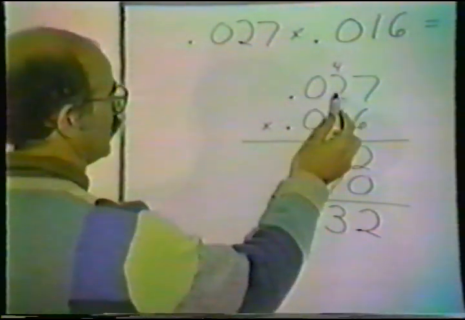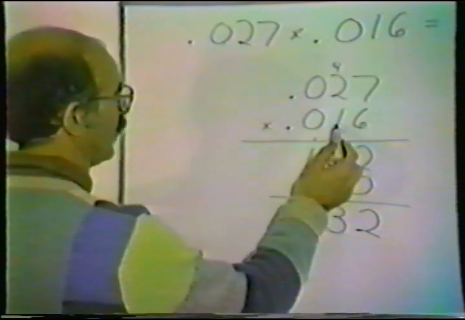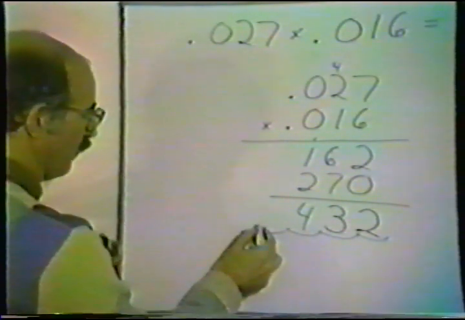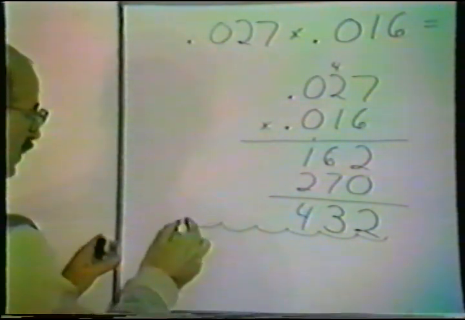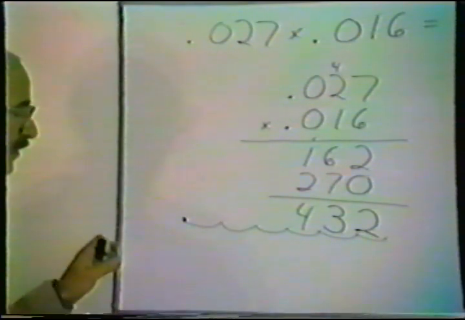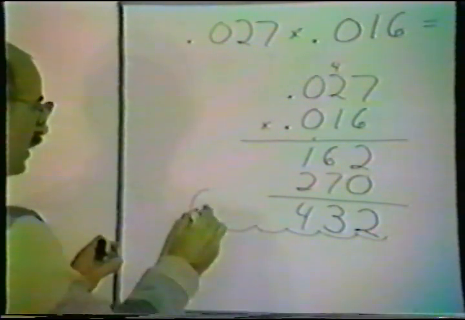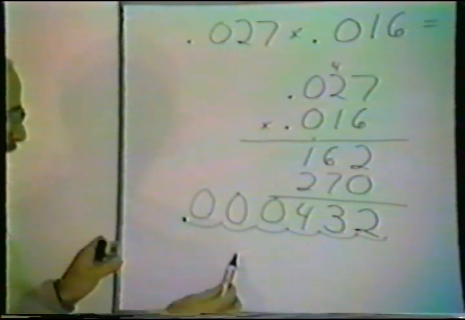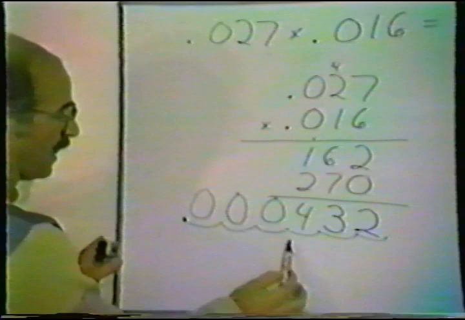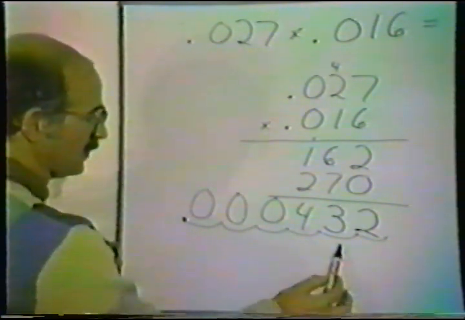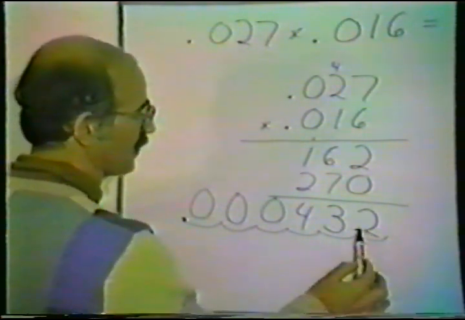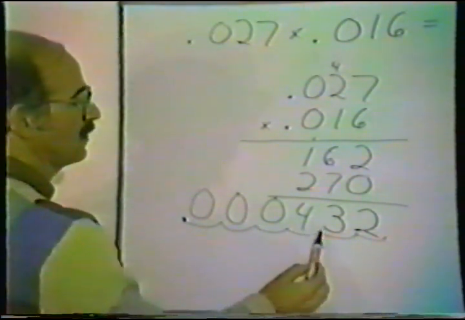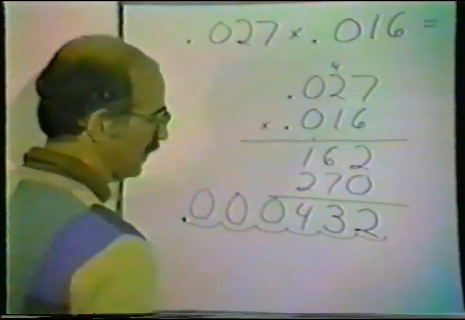How many decimal places are there filled to the right of the decimal points? 6. 1, 2, 3, 4, 5, 6. The decimal point in the answer goes there, and we fill these places with zeros. Tenths, hundredths, thousandths, 10 thousandths, 100 thousandths, millionths. The answer is 432 millionths.